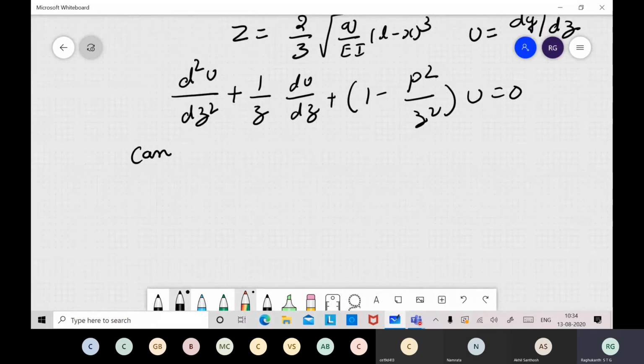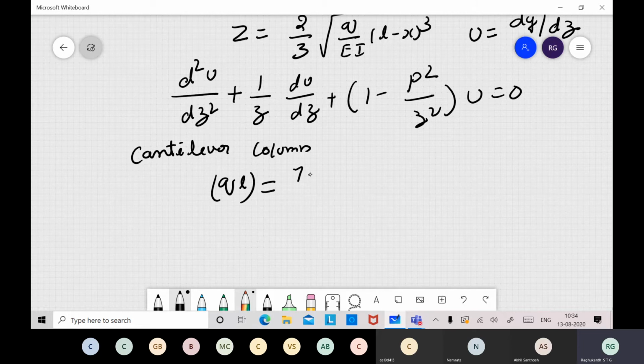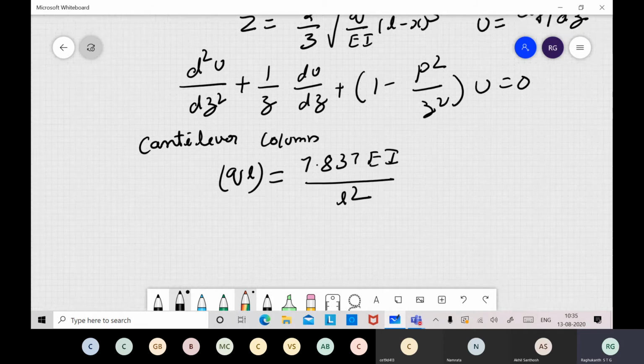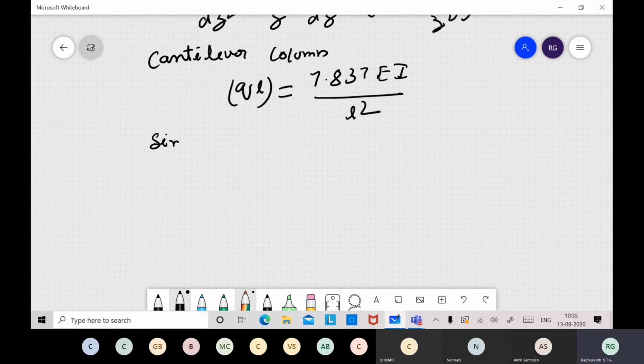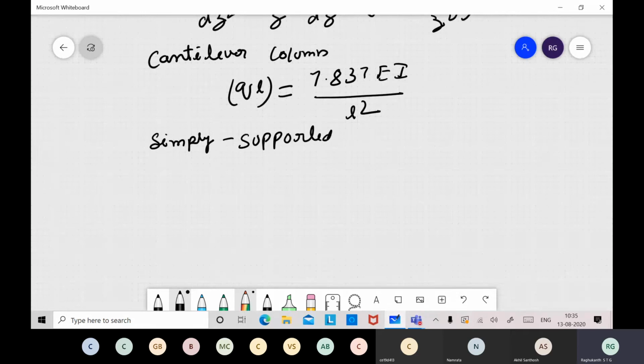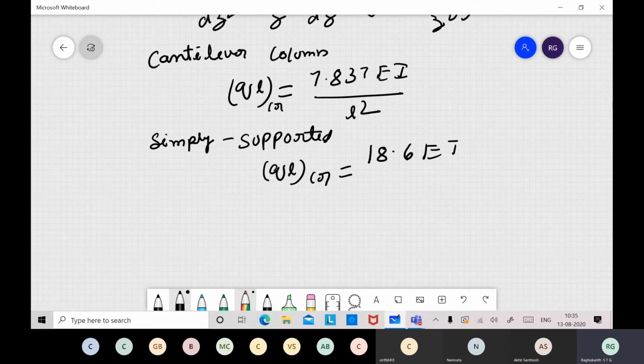Now for a cantilever column, you can find the critical load, that is qL, which turns out to be 7.837 EI by L square for the distributed load. If it is a pinned column, simply supported, the critical load turns out to be 18.6 EI by L square. Like this, based on a variety of boundary conditions, you can derive the critical buckling loads.